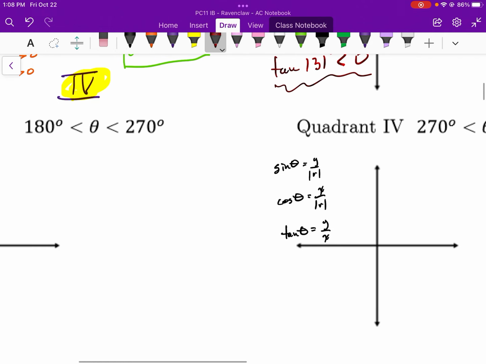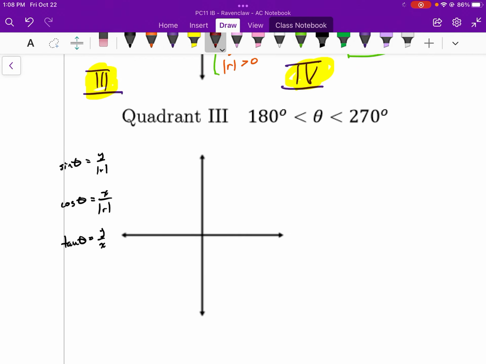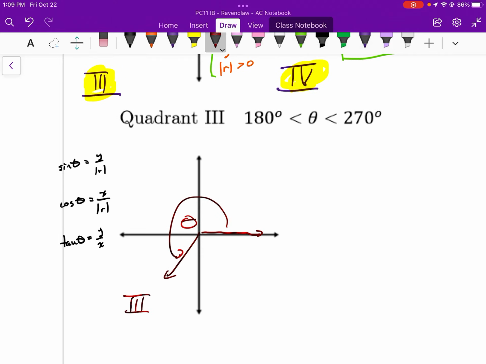All right, picking up the pace here. Quadrant number 3. What do we know about quadrant number 3? Well, I'm just going to draw my initial arm, my terminal arm. This is my angle in standard position. That's what it looks like in quadrant number 3, down here. What do we know about point xy? We still have point xy on our terminal arm. We know that x's are negative and the y's are negative.